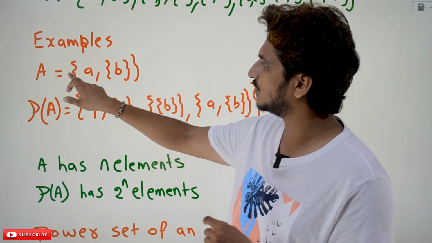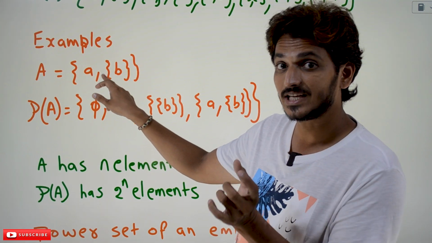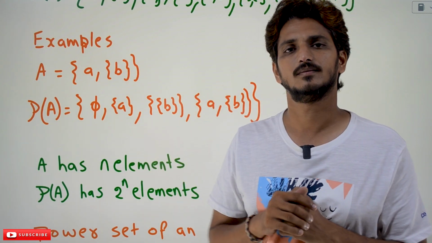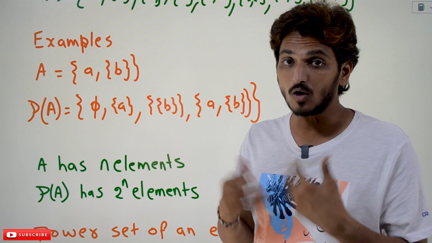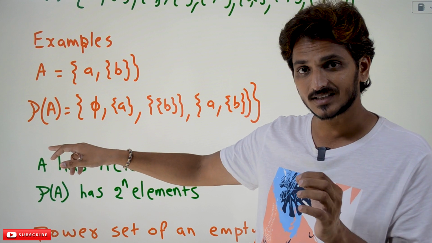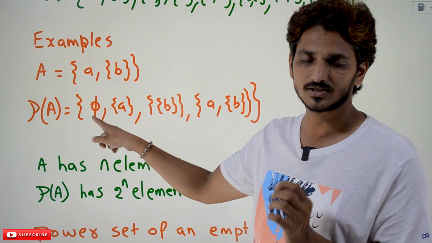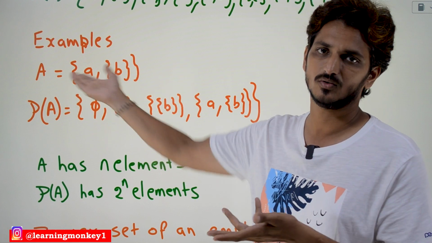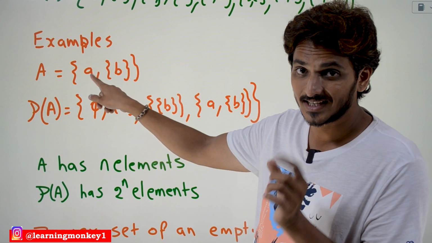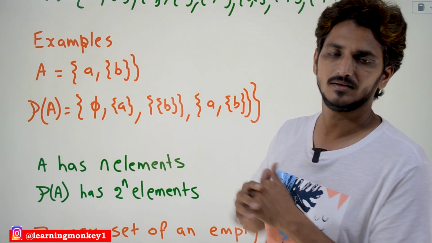let's take A is equal to, in this set we contain element a, comma, set {b}. See, one of the elements is set {b}. Now how to write the power set for this? Power set of A: phi is a subset for any set. So phi is the first subset for any set. Now take the first element a. Set {a} is a subset of set A.